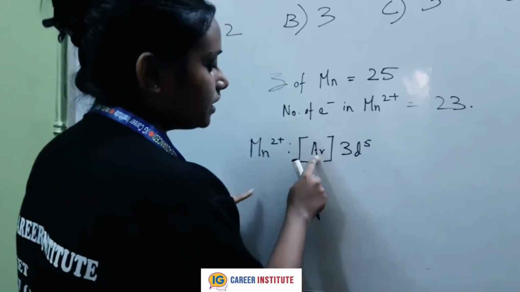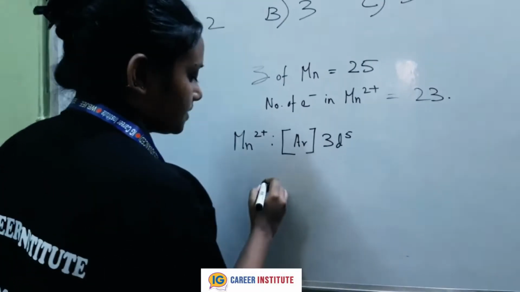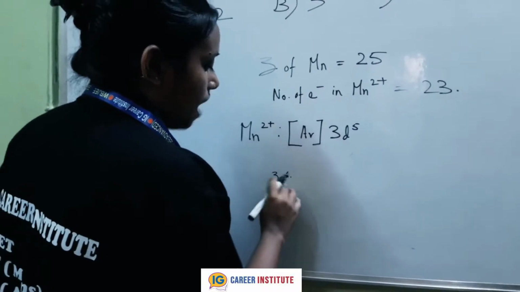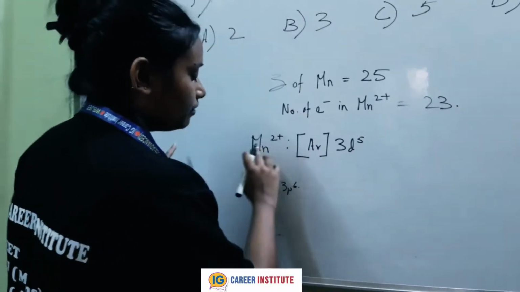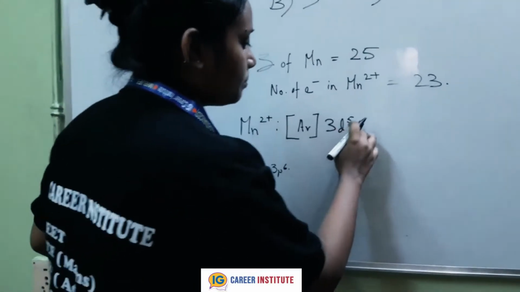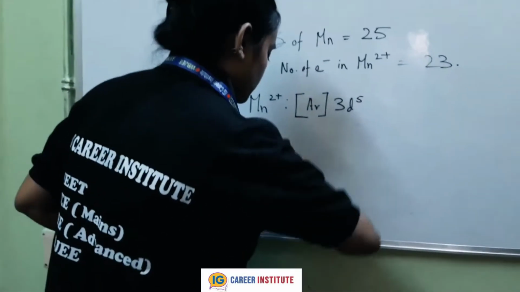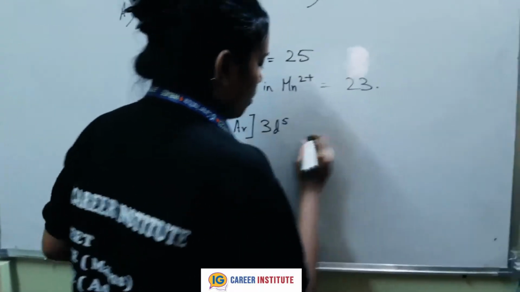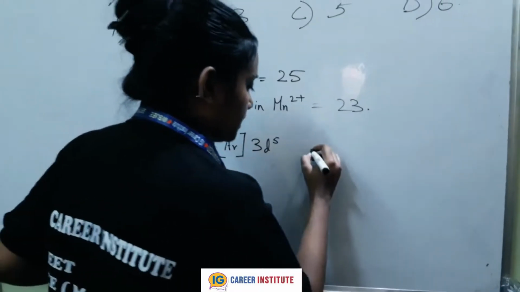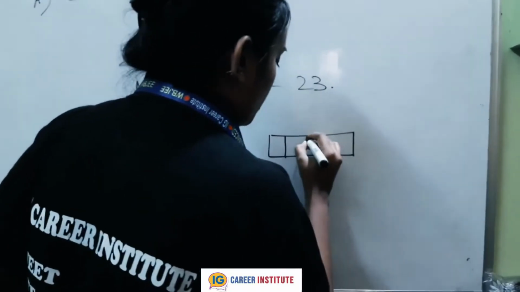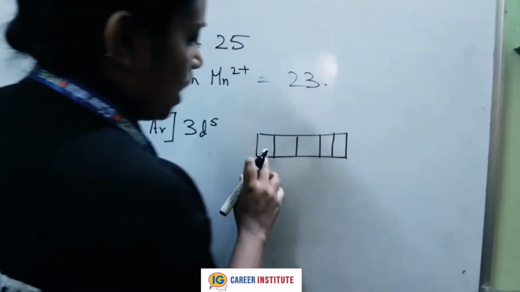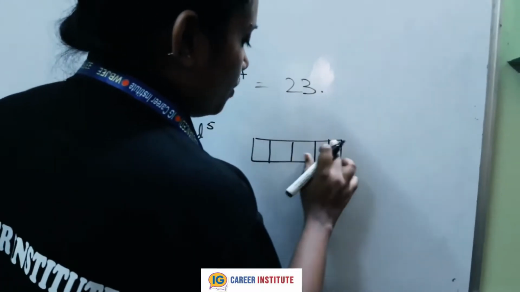Okay, and where does argon stop? At 3p6. So after the p orbital, which orbital comes up? The d orbital. So where will the next electrons go? They will go into the d orbitals. Now how do we draw the box diagram of the d orbital? How many rooms are there in the box of the d orbital? 5. So 1, 2, 3, 4, 5.